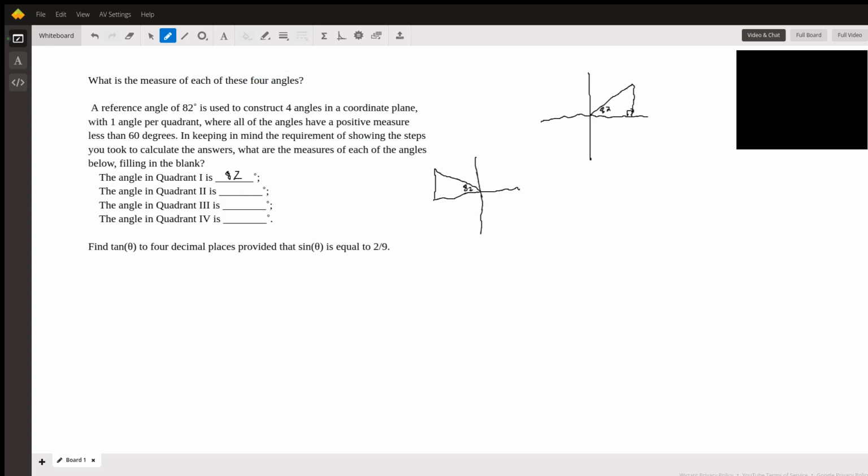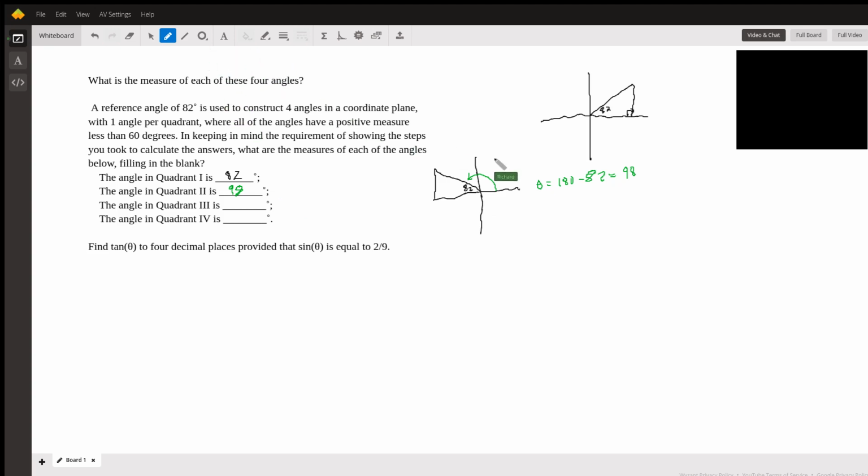Let me just change colors here. So the angle itself is going to go from here to here. So here, let's call that theta. Theta is going to be 180 minus 82. And just put that in my calculator. And that's 98 degrees. So there's 98.